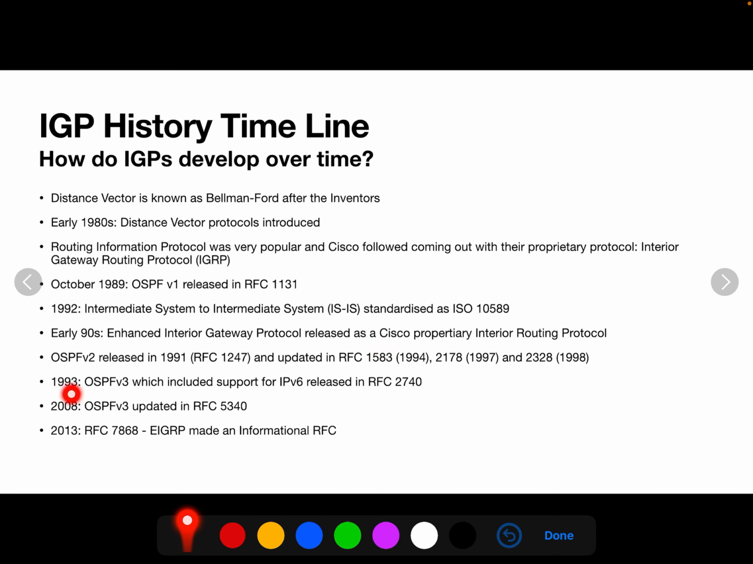In 1993, whilst OSPF version 2 was being updated, OSPF version 3 was released, which included support for IPv6. That was released in RFC 2740. In 2008, 15 years later, it was updated in RFC 5340. And then RFC 7868 was published in 2013.